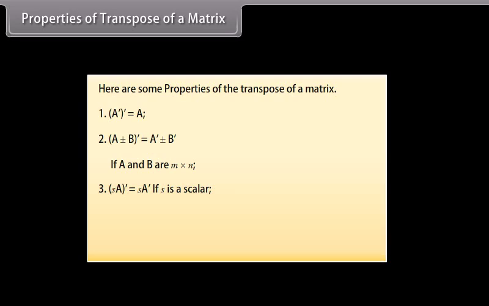Third, transpose of S times matrix A is equal to S times transpose of matrix A if S is a scalar. Fourth, transpose of matrix AB is equal to transpose of matrix B times transpose of matrix A if A is m by n and B is n by p.